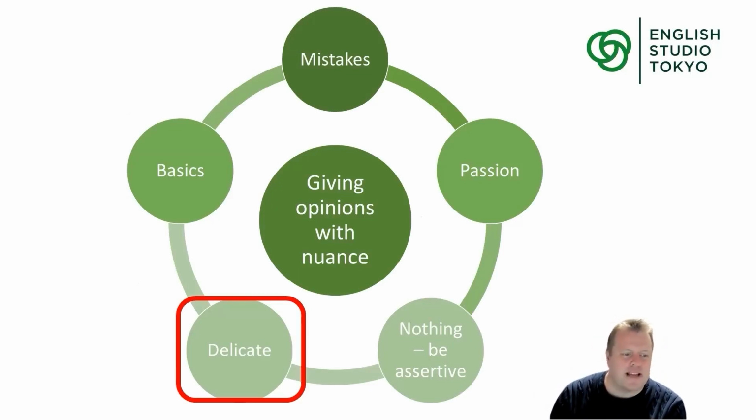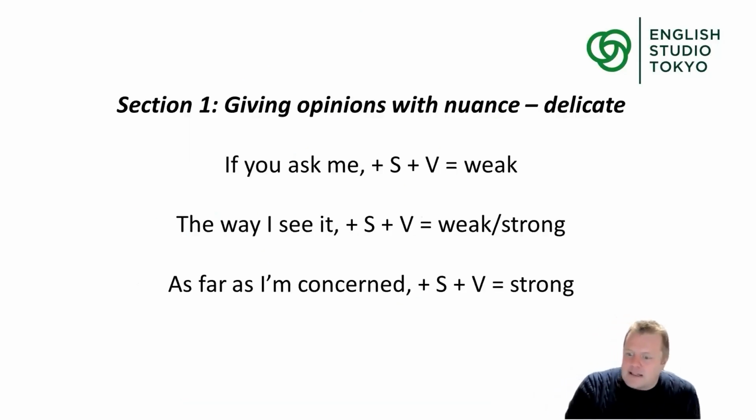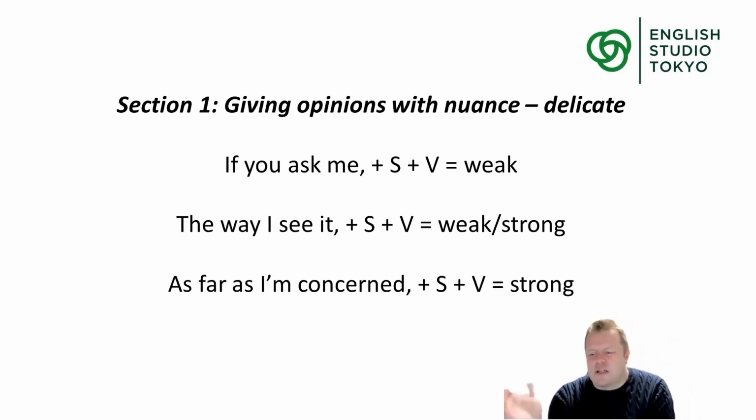All right, how do we be delicate? Delicate is using language like this. Yeah, if you ask me, blue is a better color. The way I see it, blue is a better choice. As far as I'm concerned, blue is a better choice. So I made these weak, strong, and strong, but these are all still delicate. Delicate in this case means that maybe you are worried about giving your opinion.